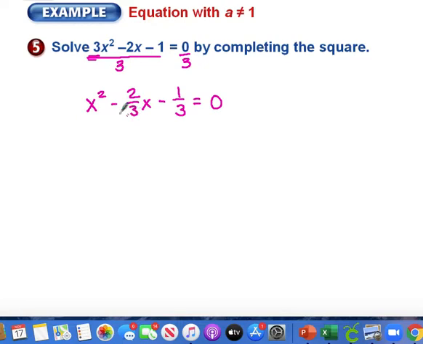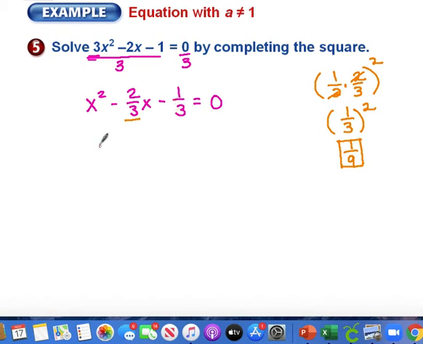Okay, so how am I going to take half of b when I go to complete this square? So I'm going to do it a little different. Instead of dividing by 2, since I have fractions, I'm going to multiply by a half. Same thing, divide by 2 times 1/2. So when I divide by 2 or multiply by 1/2, my 2's cancel and I end up with 1/3, and then I have to square 1/3, which gives me 1/9. So 1/9 is the number that completes my square, but I have a minus 1/3.